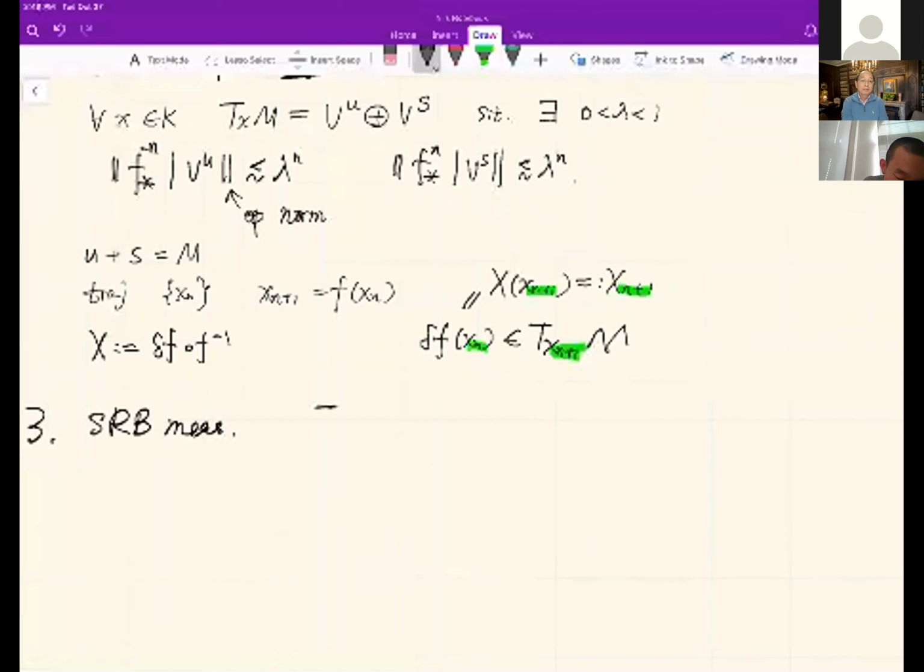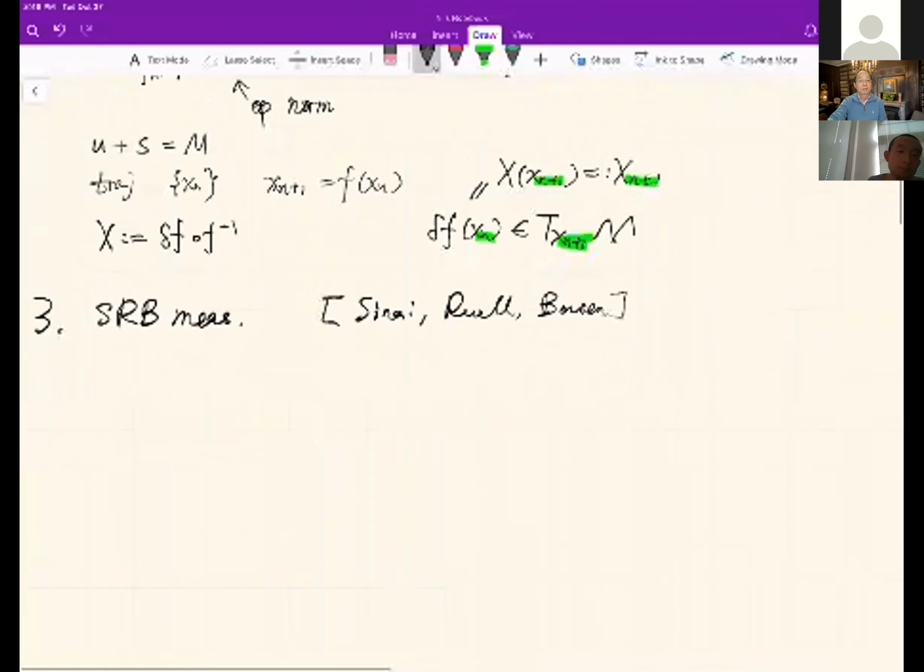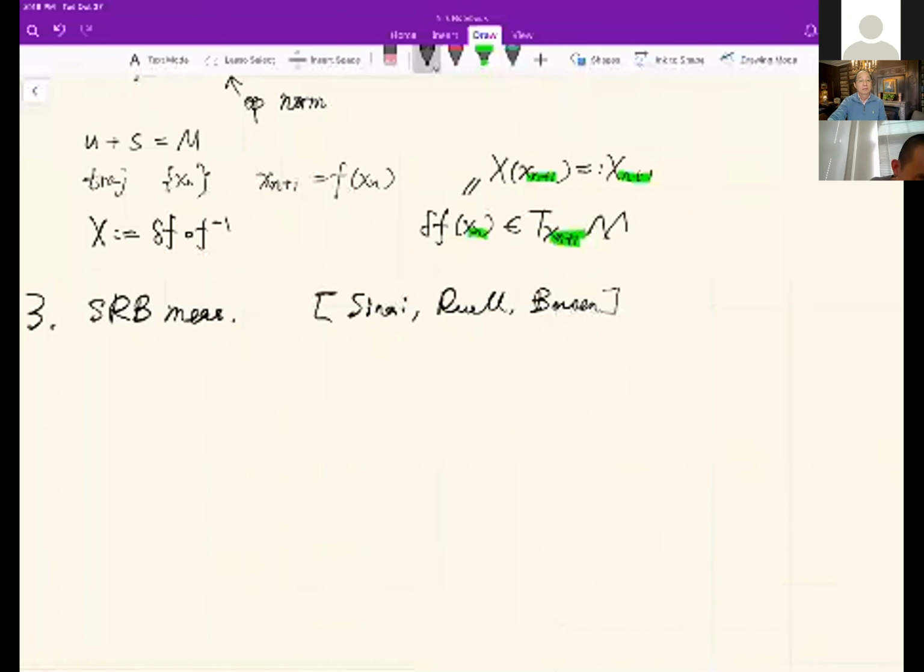And this SRB measure is due to Sinai, Ruelle, and Bowen, where Bowen is a Berkeley professor. Okay, so rho is SRB if rho is, first of all, F invariant. This means that the measure of the preimage of a set under F equals the measure of the set, for any measurable set.